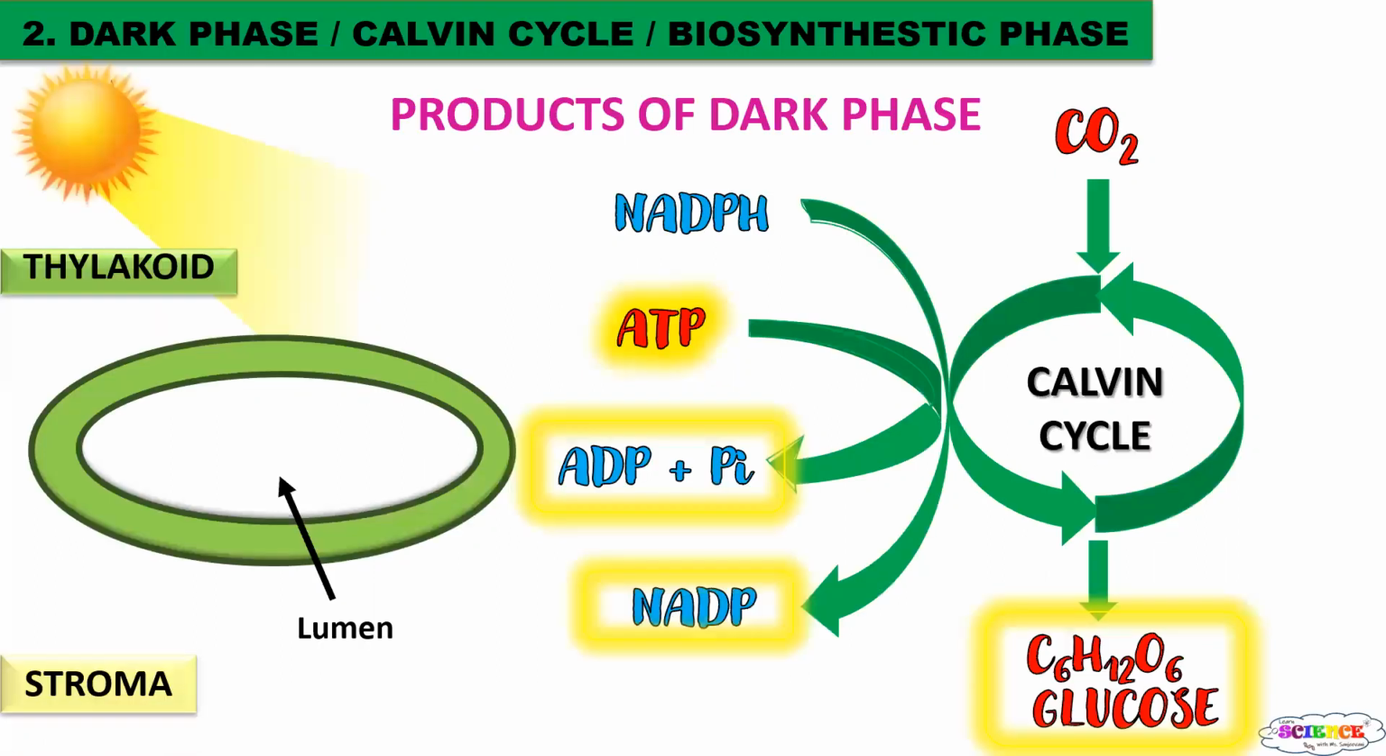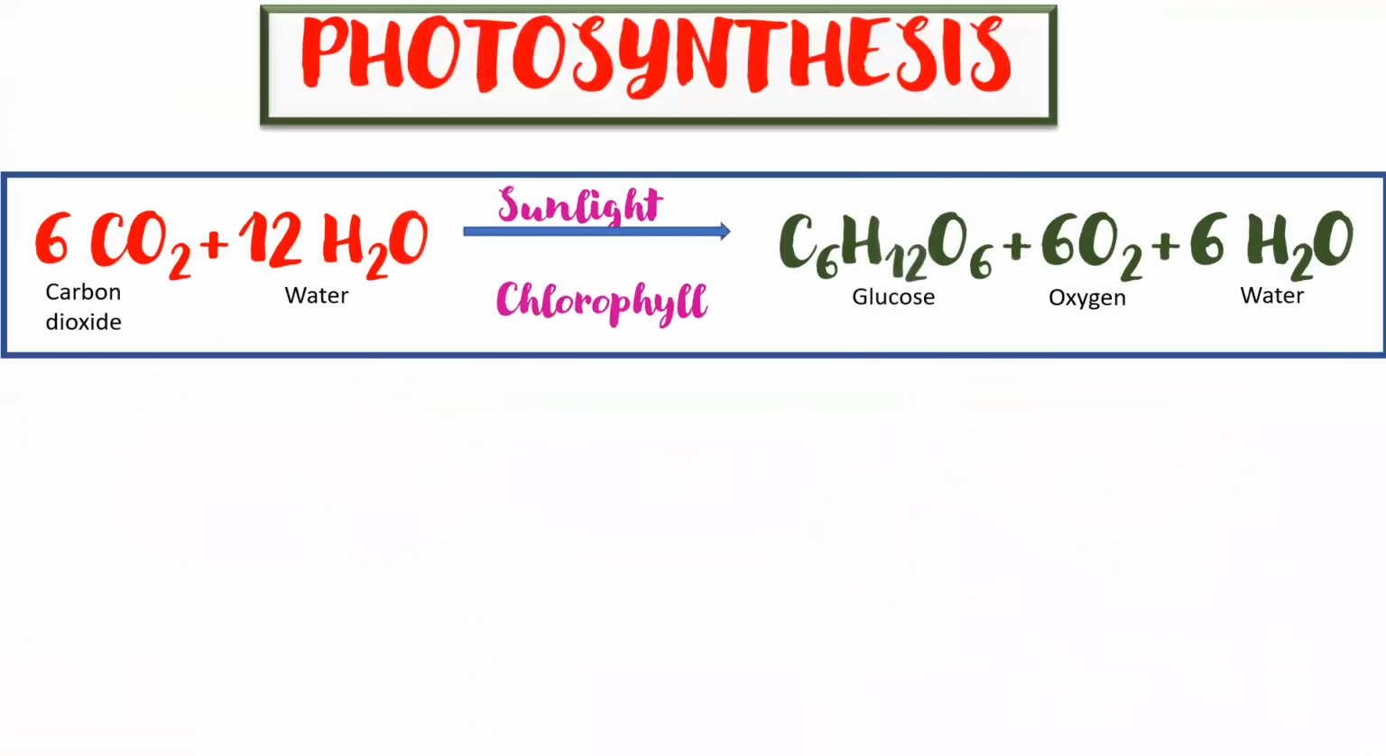It is also called the biosynthetic phase because bio means living thing and synthetic because it produces. Synthesis means simply production, manufacture. So since glucose is manufactured in this phase, it is also called the biosynthetic phase. So I hope you're clear with the light phase and dark phase, or simply the mechanism of photosynthesis. This is the general, overall chemical equation of photosynthesis. Now let us understand what exactly happens with this product.